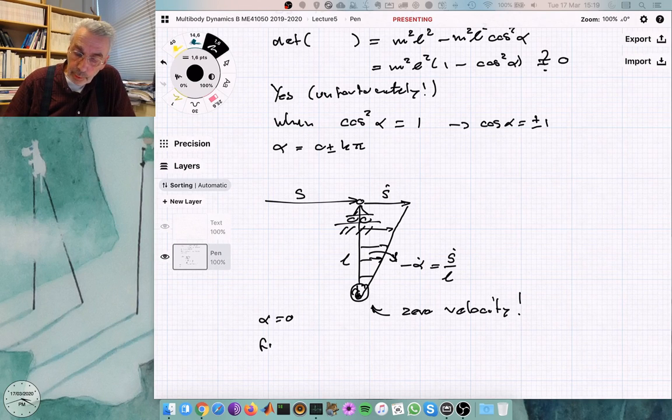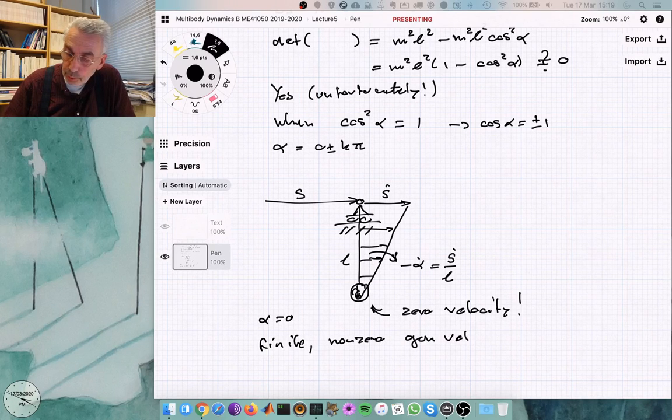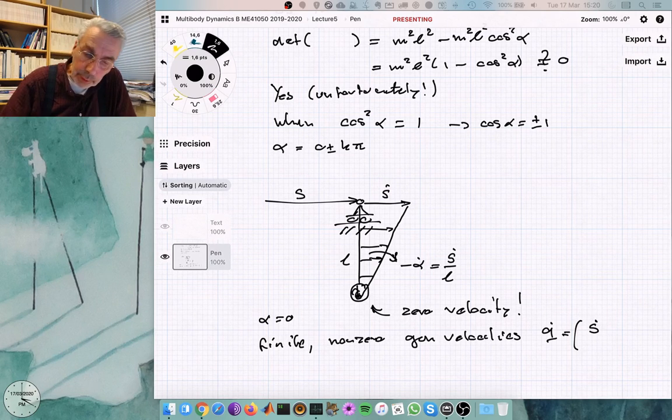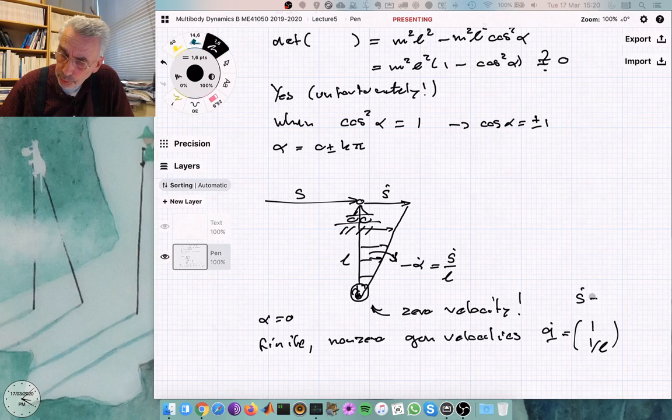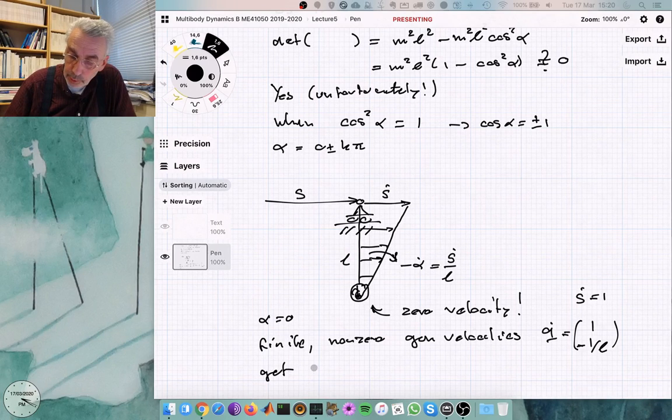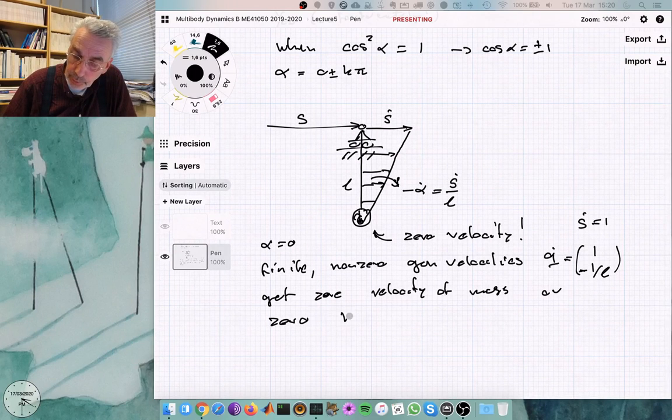So we have finite, or non-zero, generalized velocities, and in this case Q dot is, well, S dot, and let's take S dot is 1, I just take a number. So this is just 1 and then 1 over L, with S dot is 1. And then it should be a minus here. And then for these non-zero generalized velocities, we get a zero velocity of the mass. Or in other terms, we get zero kinetic energy for a finite value of the velocities.